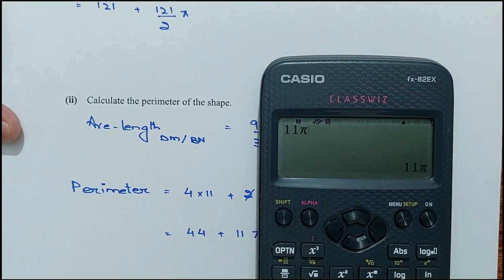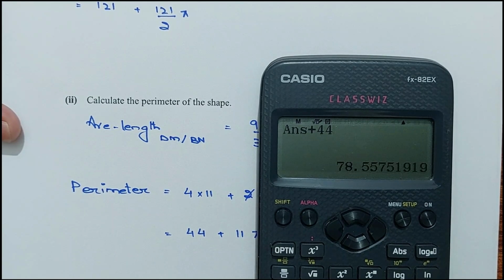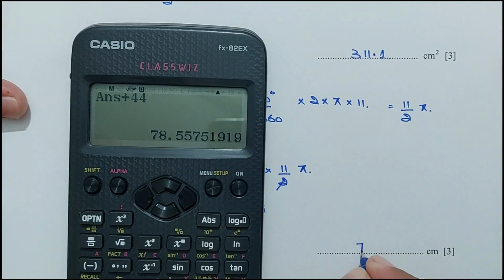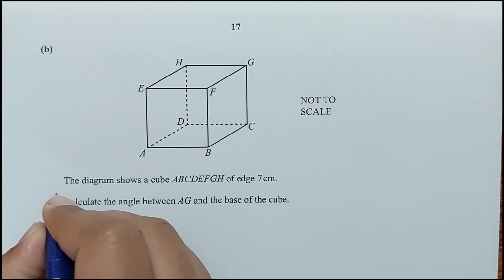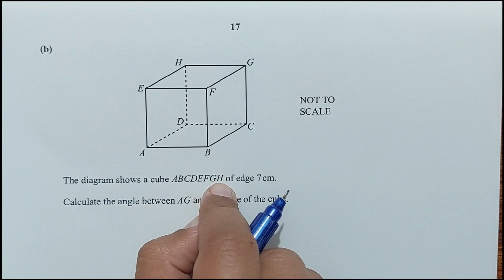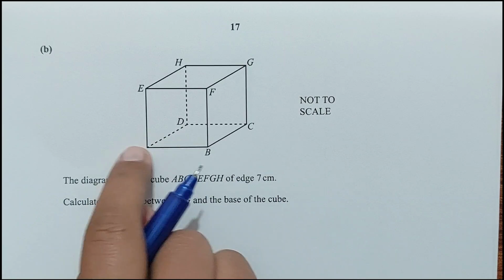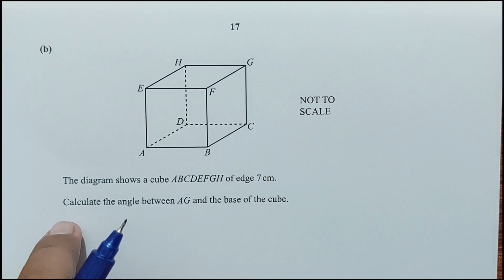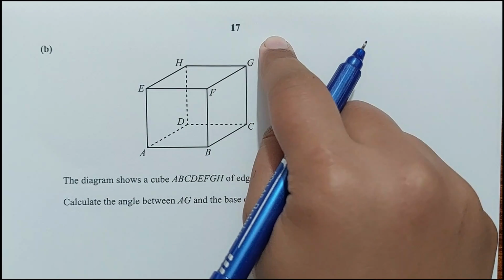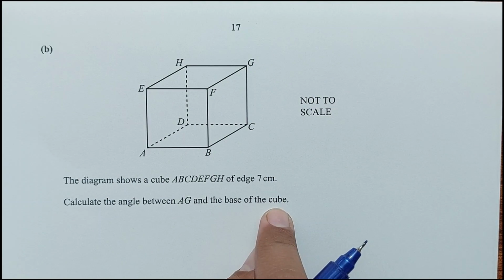11 pi plus 44 is 78.6 centimeters, right? Now for part B, the diagram shows a cube ABCDEFGH of edge 7 centimeters. All are 7 centimeters. Calculate the angle between AG and the base of the cuboid.